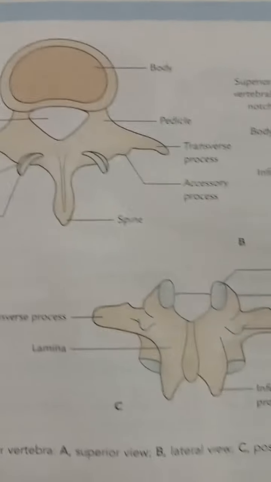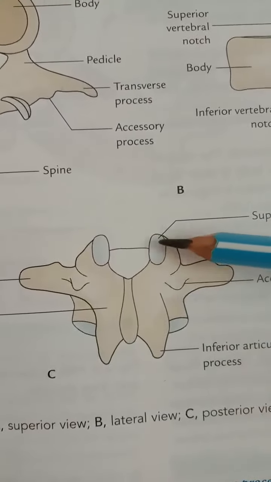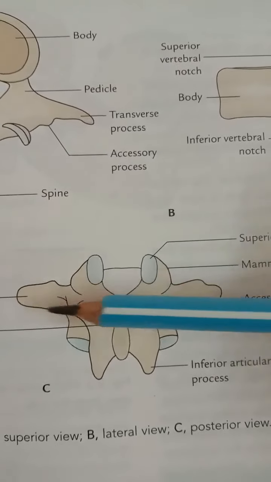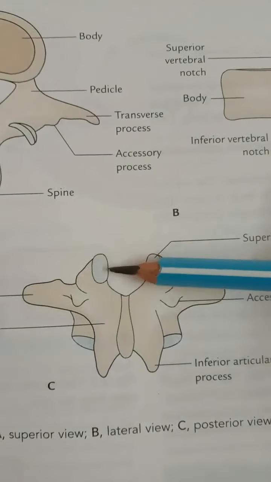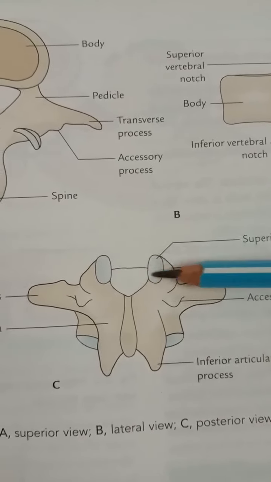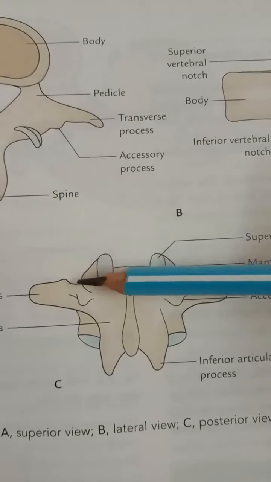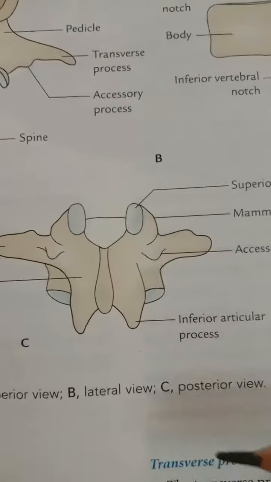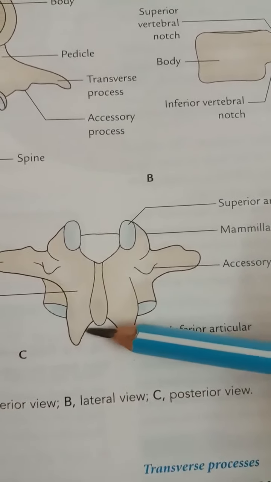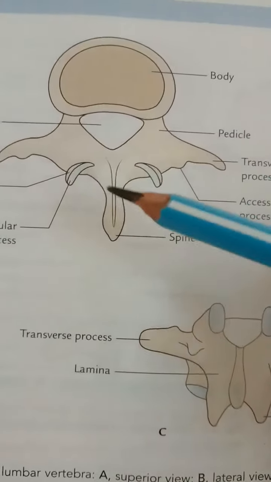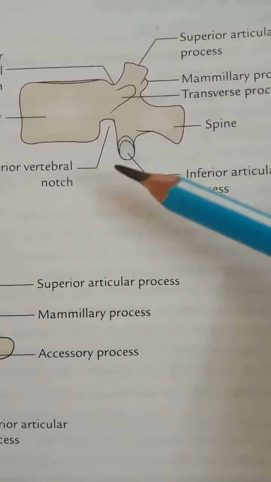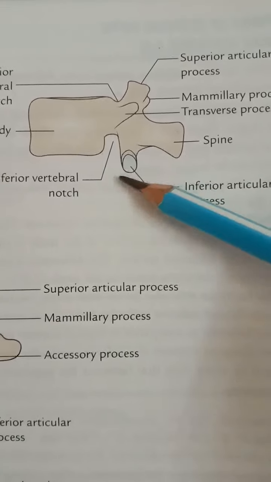Then in the posterior view you can see this one, that is the superior articular process, and it shows the concave facet, this one, which is directed medially and backwards. Then the inferior articular process. So here you can see, and here in this diagram, lateral view, you can see that is the inferior articular process.